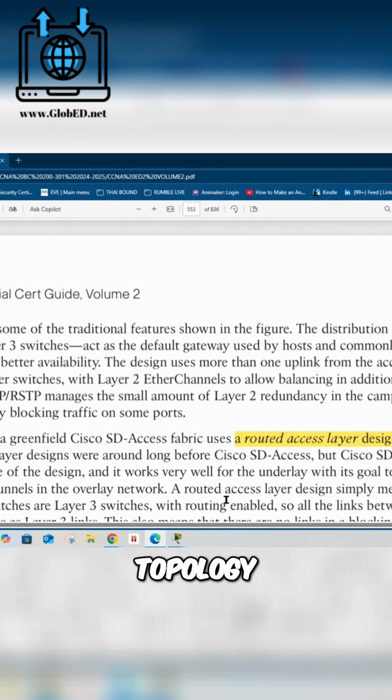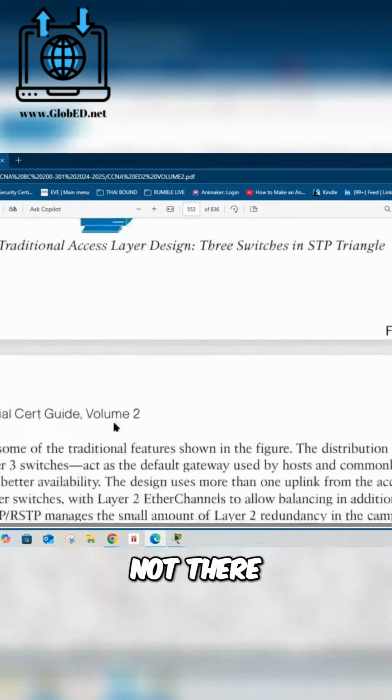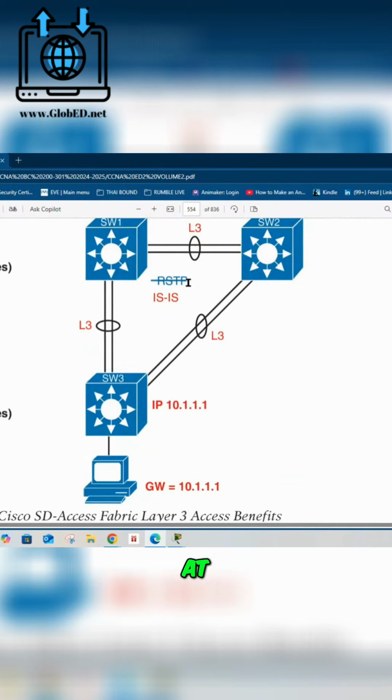In a spine-leaf topology, everybody's connected to everybody. You will be using port channels all the way across. And we're not going to talk about VXLAN. We're talking about the fact that we're routing at this particular layer right here. We are routing at this layer.